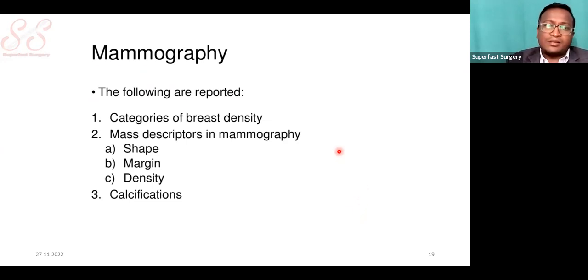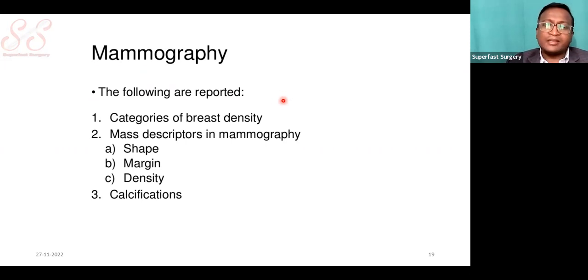So the first thing that I want to highlight is why we do bilateral mammography in spite of single breast cancer. Like we have breast cancer in the right side, even then we will ask for bilateral mammography. The reason is to identify the non-palpable lesions on the contralateral breast and to rule out the bilateral synchronous cancer, which is present in 2 to 3% of cases, and also to establish the normalcy of the contralateral breast.